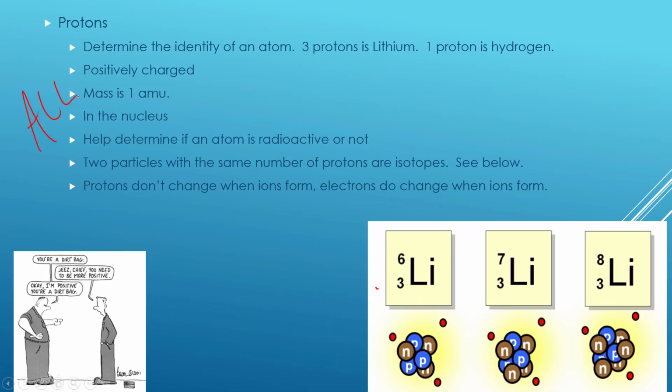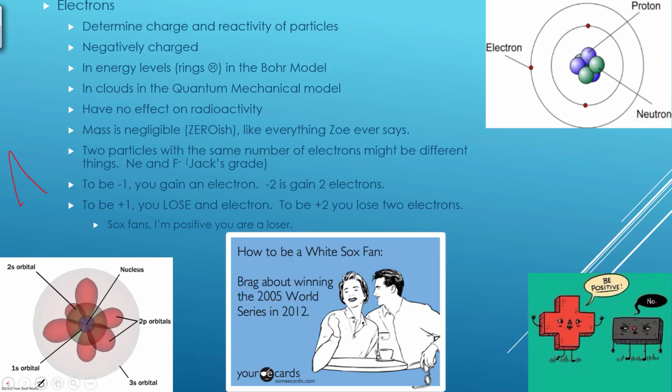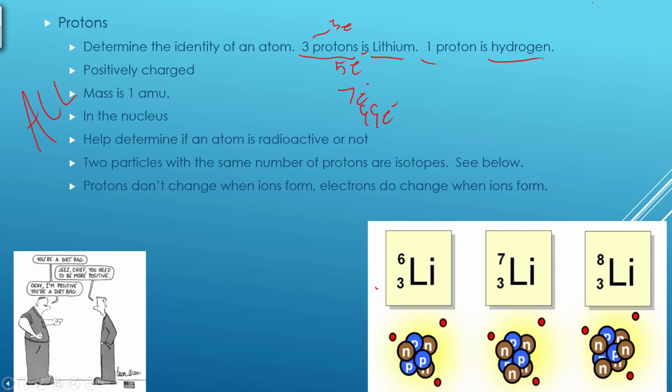So you want to determine the identity of an atom. Protons determine your identity, okay? If I have 3 protons, I'm always lithium. If I have 1 proton, I'm always hydrogen. If I have 3 protons and I have 3 electrons, or 5 electrons, or 7 electrons, or 99 electrons, I'm always going to be lithium. If I have 1 proton, no matter how many neutrons, whether 1 neutron, or 2 neutrons, or 100 neutrons, in all those cases protons determine the identity.